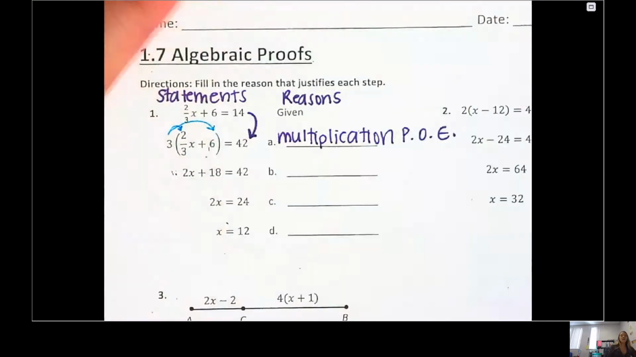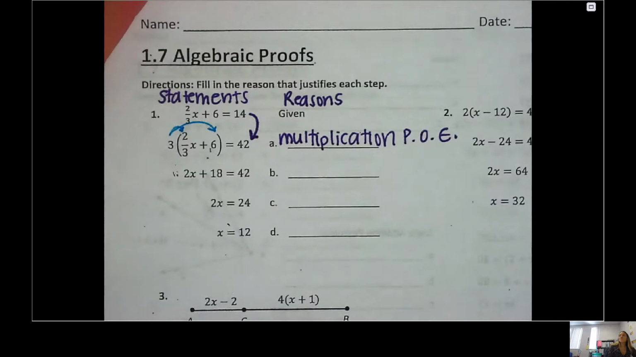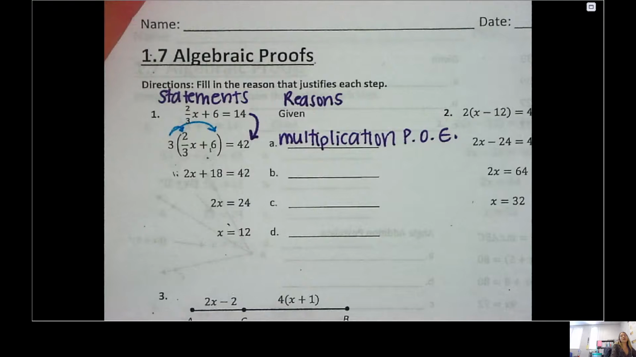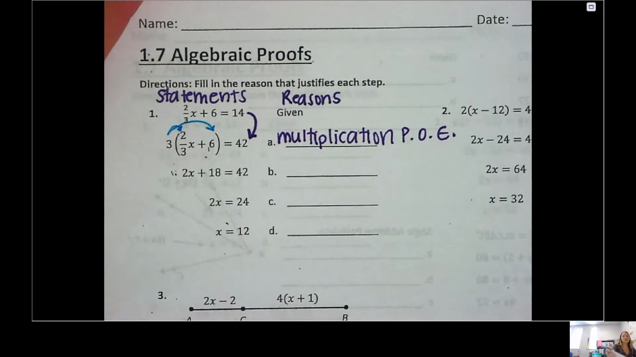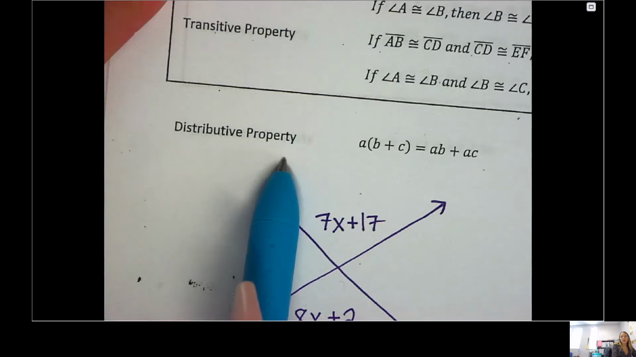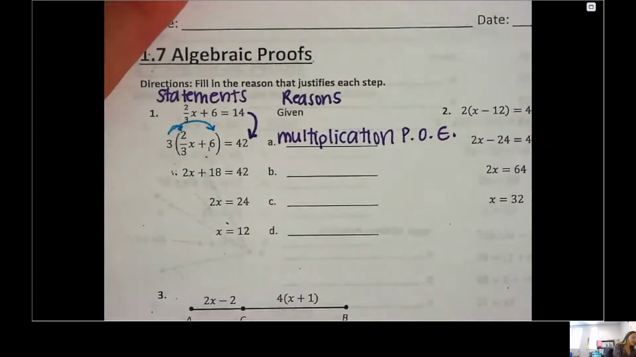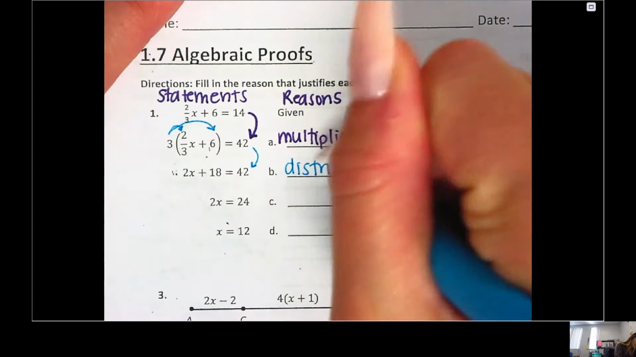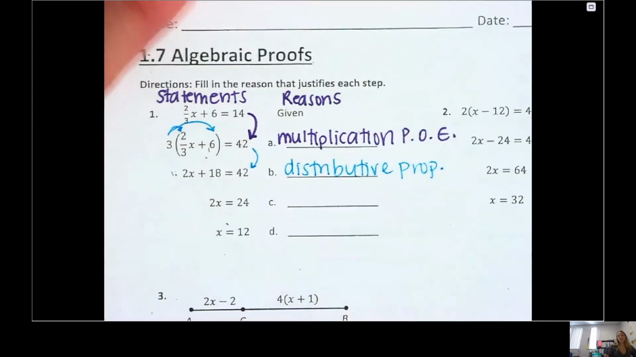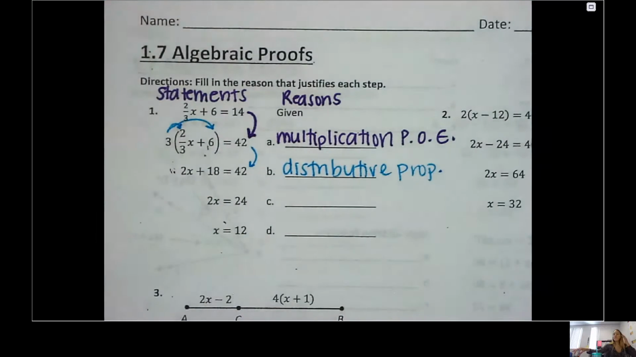Now, did you do that on both sides or just one side? Just one side. So it's not a property of equality. It's just a regular property. What's that property called? Elijah, you just said it. It's the distributive property. And look, here's my property right down here. Distributive property, right? There you go. That's your second step. This is the distributive. And again, I'm just going to put prop because I'm writing this out. Good.